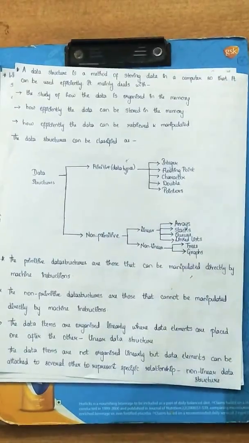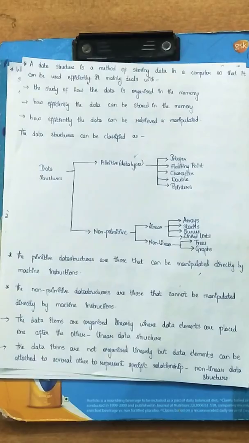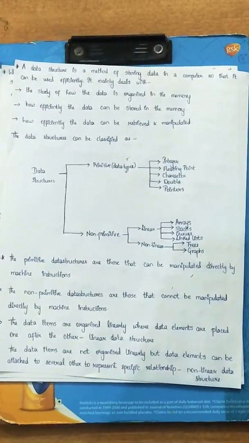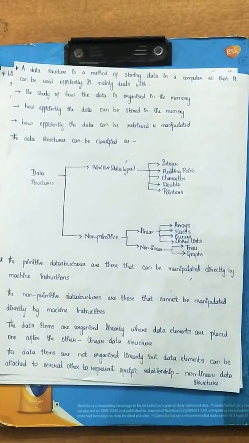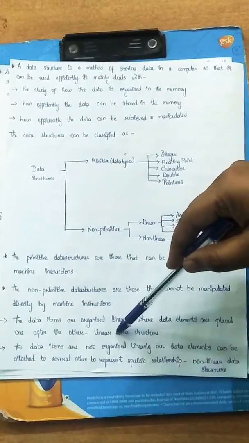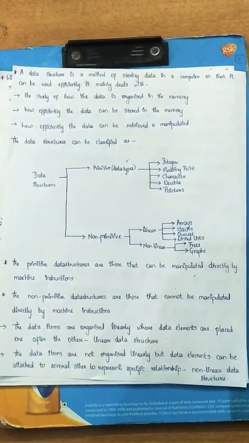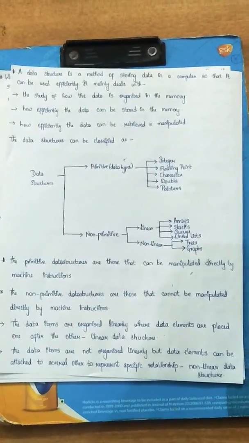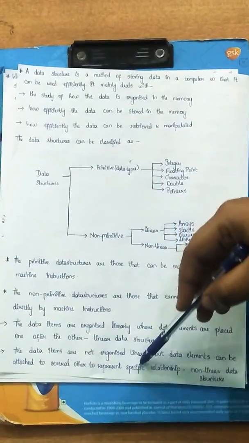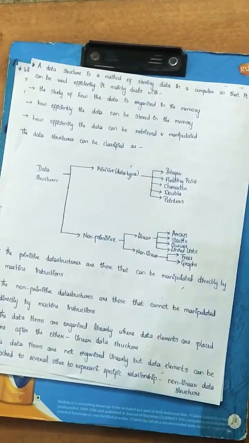So what is a linear type of data structure? When the data items are arranged in a linear or a sequential order such that they are placed one after the other, it is called a linear data structure. And a non-linear data structure is not arranged sequentially, but the data items are arranged such that they represent some specific relationship. That is known as a non-linear data structure.